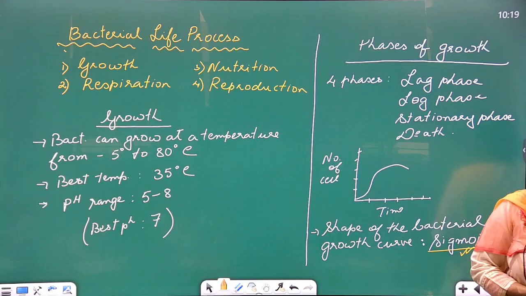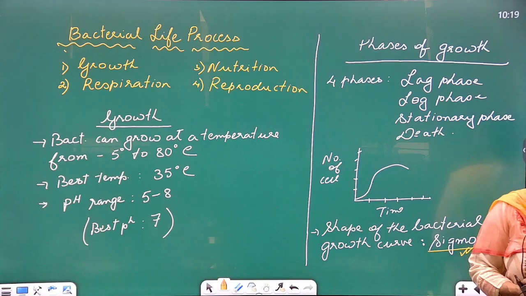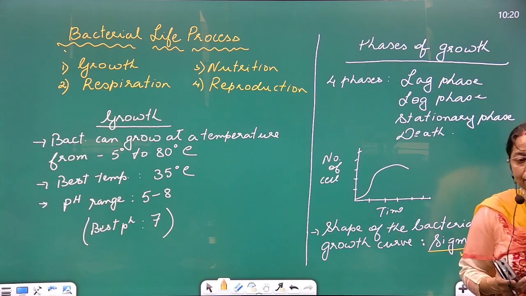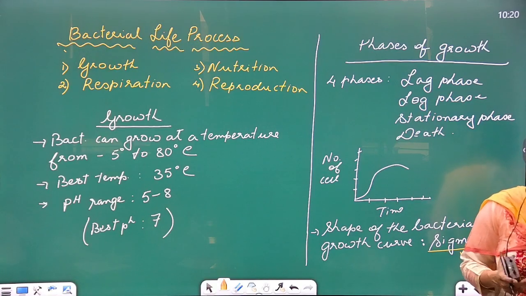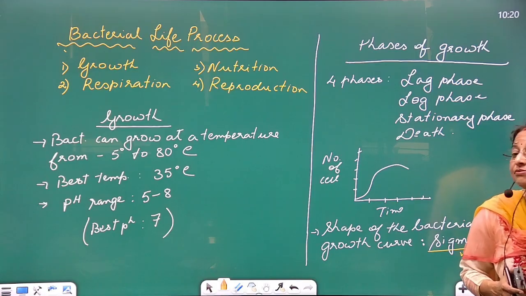Growth in unicellular organisms is equal to reproduction. Is the sentence understood? A bacteria is reproducing is equal to a bacteria is growing. A bacteria is reproducing means what? You had 1, now we have 2, now we have 4, now we have 8. The number keeps on increasing. So this is what is called growth in unicellular organisms. In unicellular organisms, growth and reproduction mean the same. In multicellular organisms, growth and reproduction mean different things.